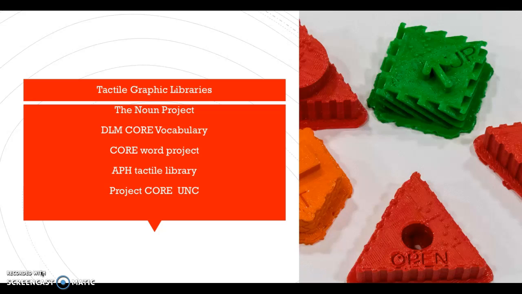There are, in addition to having specific symbol sets that are used in different schools, there are also 3D graphic libraries. Some of those are listed here. Project Core, the symbols on the right-hand side of the slide show Project Core symbols which have Braille, which are in the shape of the various core symbols, core language symbols, to help teach the student that the symbol that is on the icon has meaning and what that meaning might be.